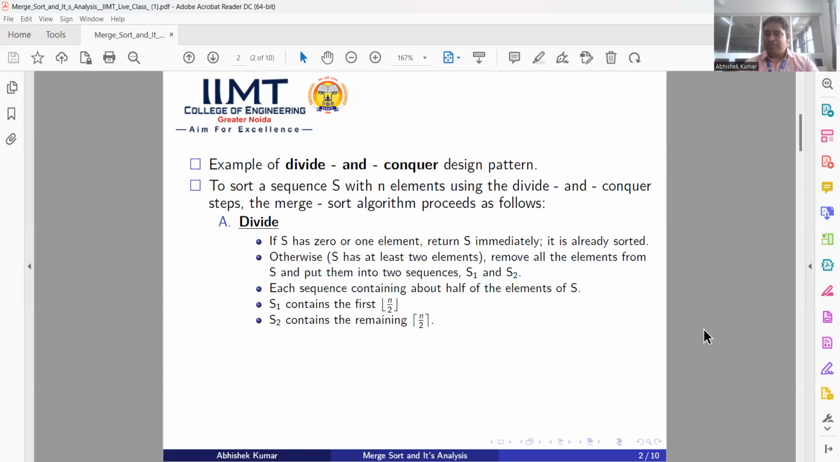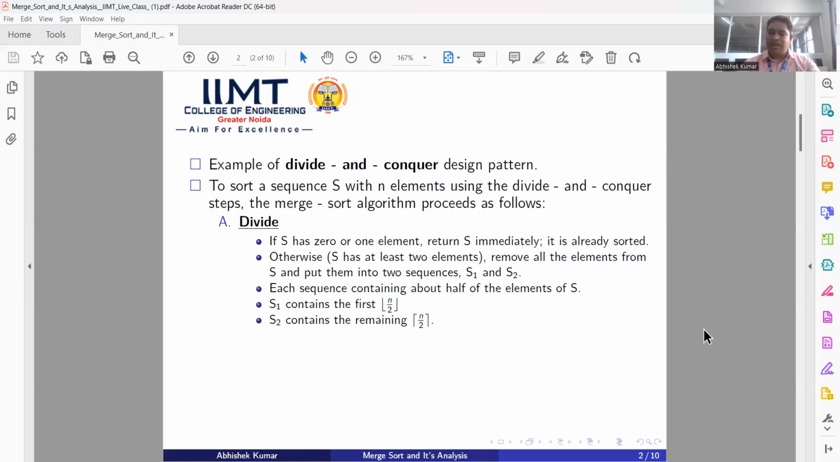The same strategy we are following in the merge sort. So first of all, let's assume you can see there is a sequence S and that sequence is having n number of elements. If we want to apply the merge sort, first of all, we are dividing that sequence into different subsequences.